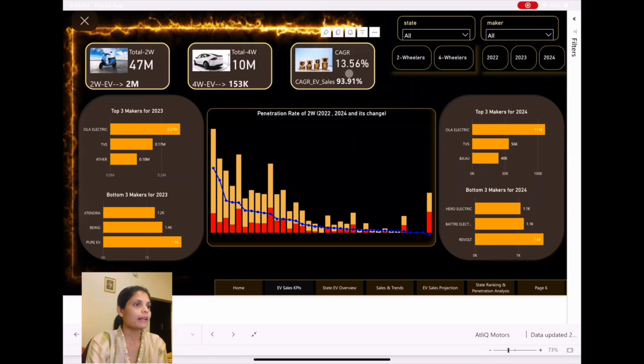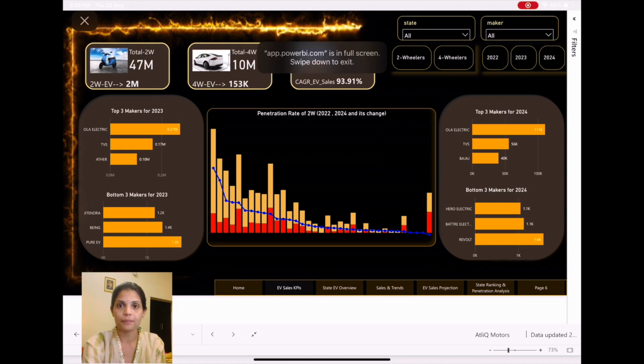The CAGR analysis reveals the underlying momentum in the EV market. The overall vehicle market grew at 13.56% between 2022 and 24, while EV sales surged by 93.91%. This rapid growth shows how quickly people are adopting electric vehicles. For Athlete Motors, this is a strong indication that they should focus on offering more EVs as the market is ready for wider adoption. This fast growth also means that companies that enter the market early could gain a significant share.